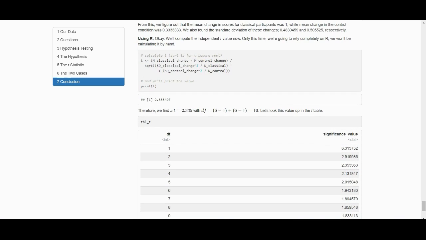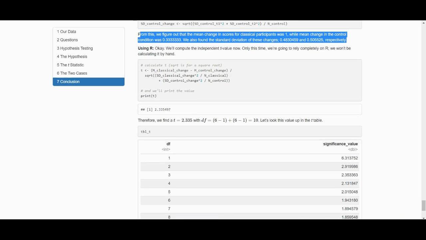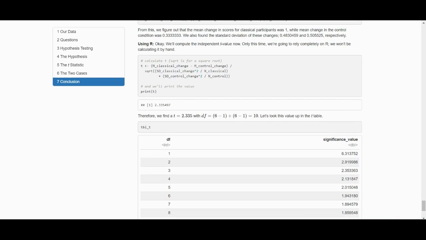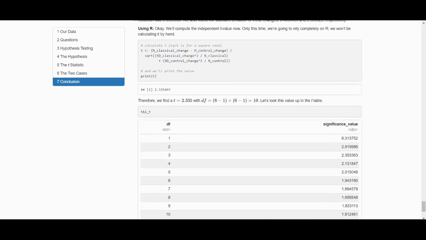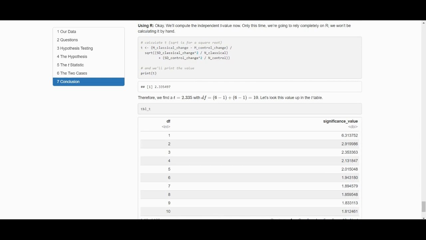Okay, so we'll compute the independent t-value now. Only this time, we're going to completely rely on R. We won't be calculating it by hand, but you're definitely free to use these values here to do so, and just to confirm that you get the same value. Again, we do the math here, and we assign it to this value t. And when we print t, we find out that the independent samples t-test is 2.335. So therefore, we find t equals 2.335 with df equals 6 minus 1 plus 6 minus 1 equals 10.